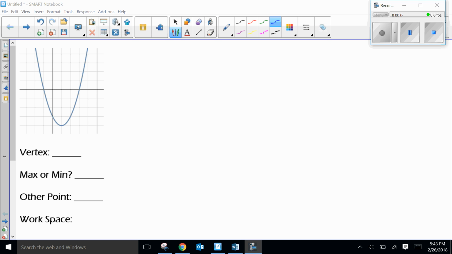Okay, in this video we are looking at how to write the quadratic equation in vertex form. So let's just start with what our vertex form is. In our vertex form, I'm going to have y equals a(x minus h) plus k.